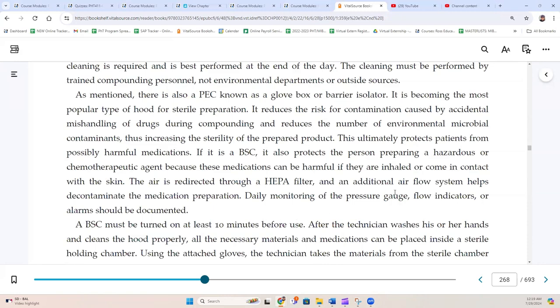If it is a BSC, it also protects the person preparing a hazardous or chemotherapeutic agent because these medications can be harmful if they are inhaled or come in contact with the skin. The air is redirected through a HEPA filter, and an additional airflow system helps decontaminate the medication preparation. Daily monitoring of the pressure gauge flow indicators or alarms should be documented. A BSC must be turned on at least 10 minutes before use.